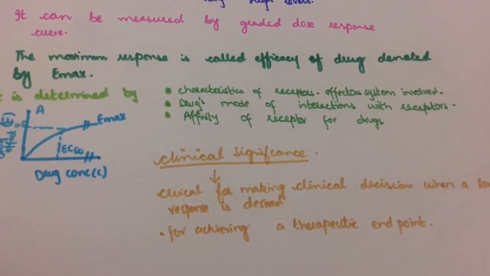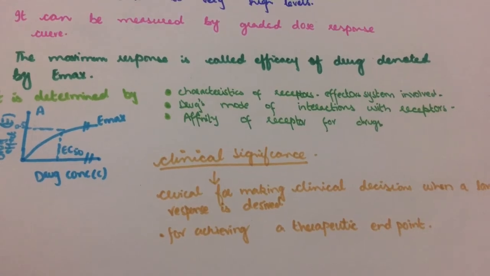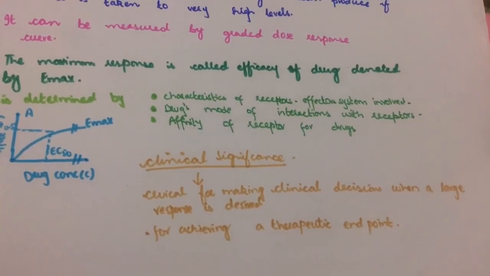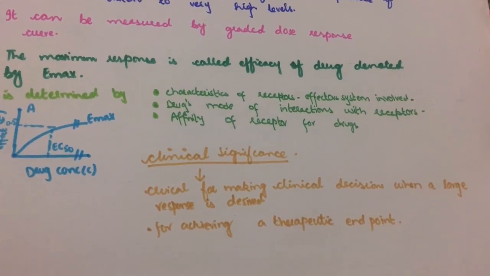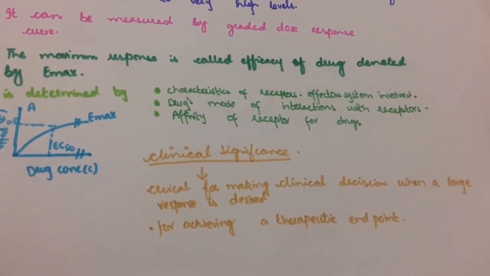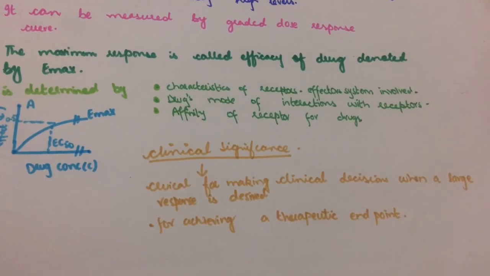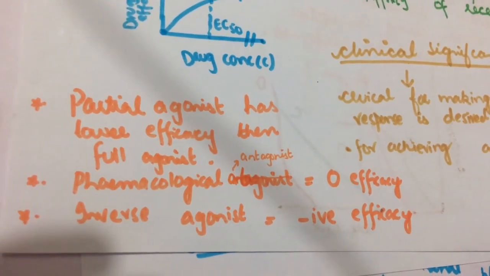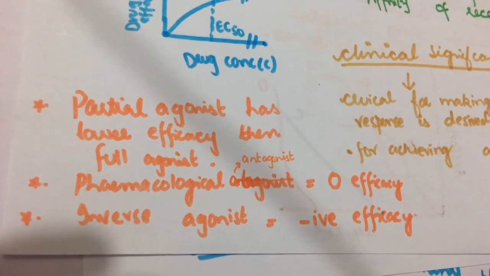Clinical significance is that efficacy of a drug is crucial for making the clinical decisions when a large response is desired. For practical purposes, efficacy of a drug for achieving a therapeutic endpoint, for example, increased cardiac contractility, may be limited by the toxic effect, for example, fatal cardiac arrhythmia, caused by the drug at higher doses.